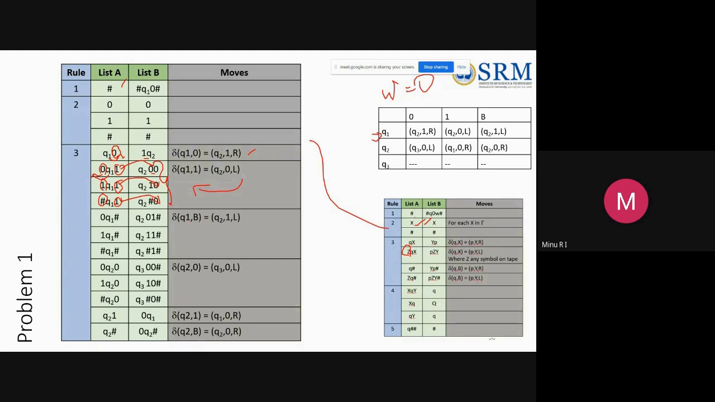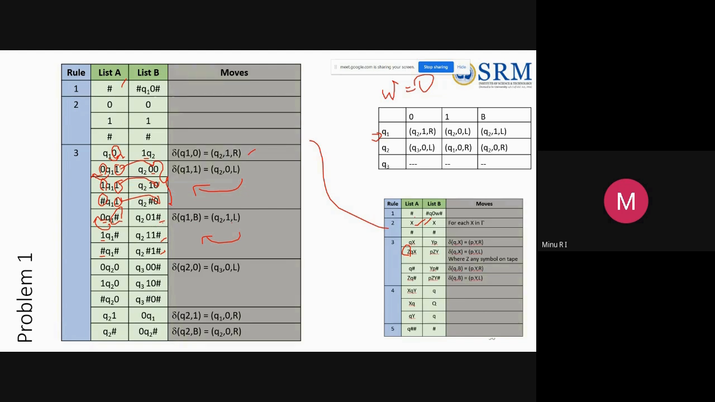So Q1 of blank is Q2 1 left. Left means again I have to consider 0, 1 and hash. So you can see 0, 1 and a hash, blank. So this blank is being converted into 1. So 1, then again I put an extra blank also. And this is moving over here with Q2 as a state.